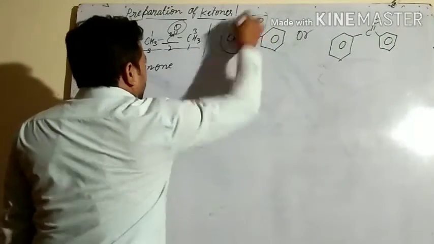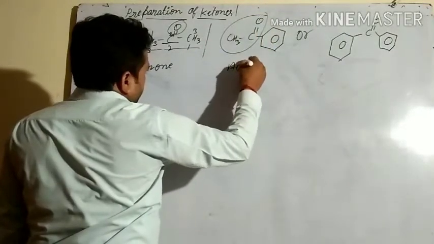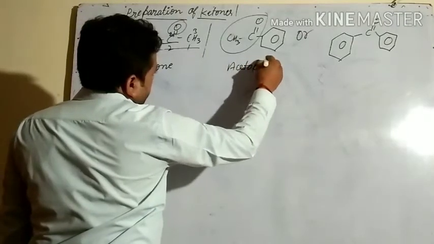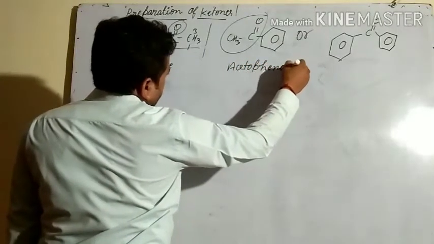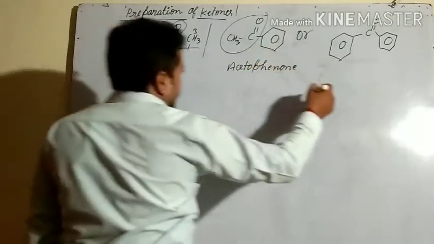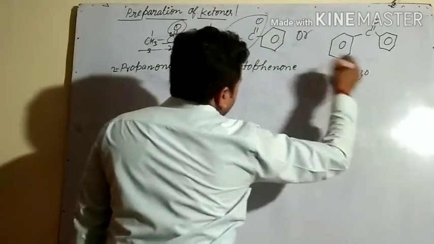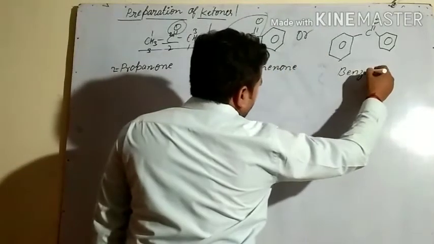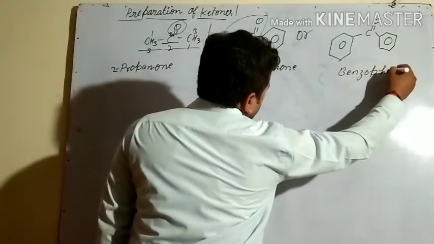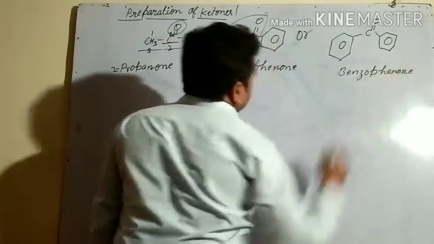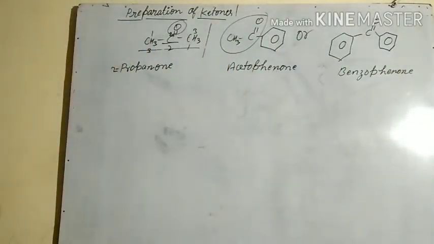We will write acetophenone. Acetophenone. And that is benzophenone. So like this we will write the name. Okay.